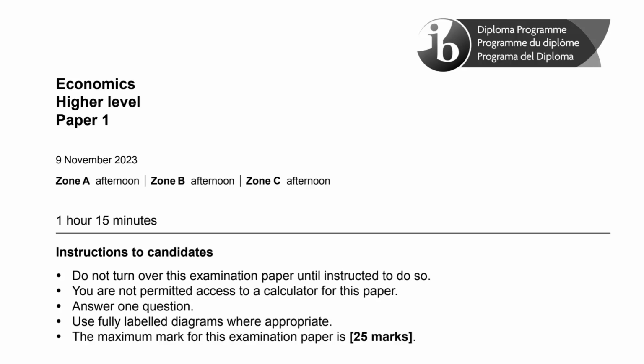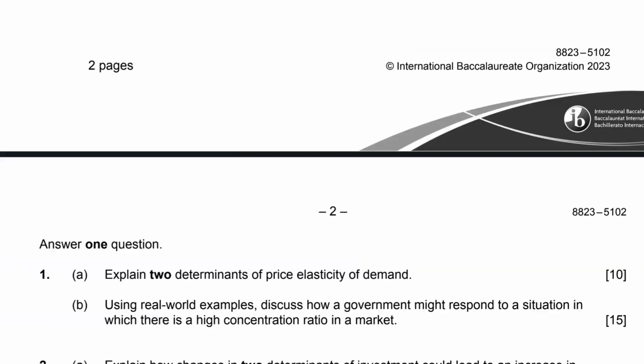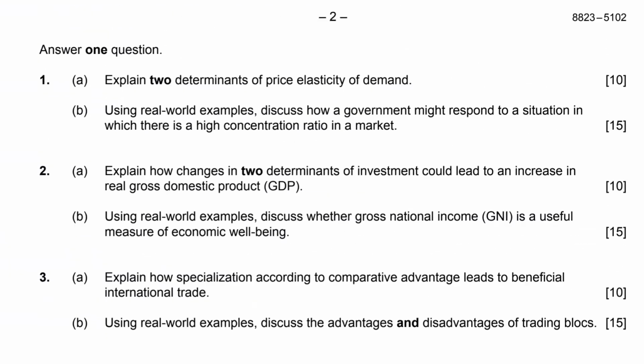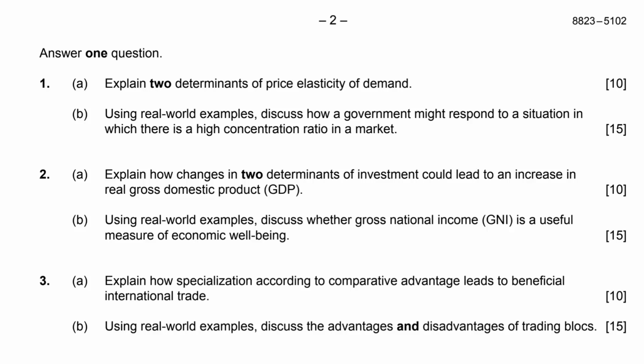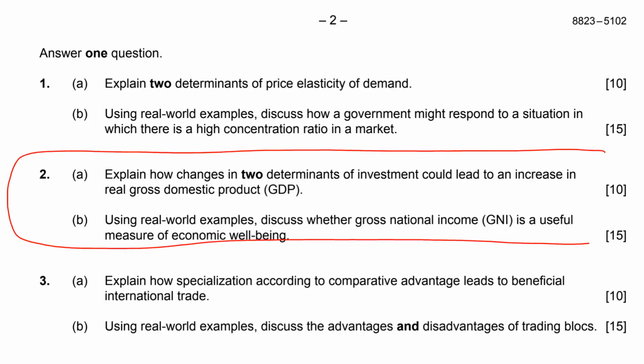In this video, I'm going to go through these solutions to the IB Economics Higher Level Paper 1. This is the 2023 November paper. Okay, so in a previous video, I'd already gone through the solutions to question 1, and today I'll be doing question 2. So I'm looking at this guy over here. And there's two parts of this question, obviously A and B.